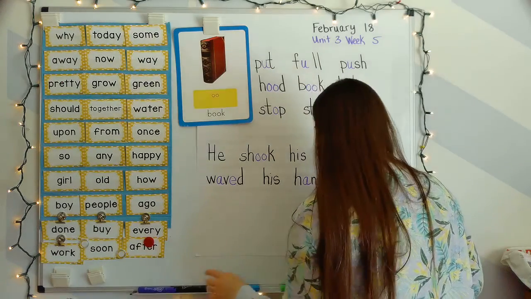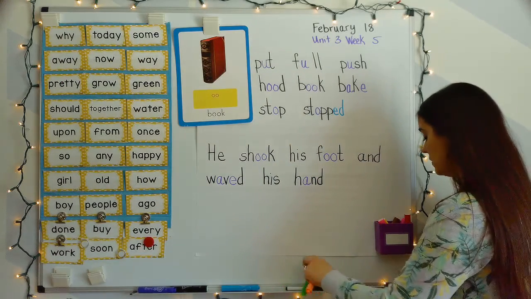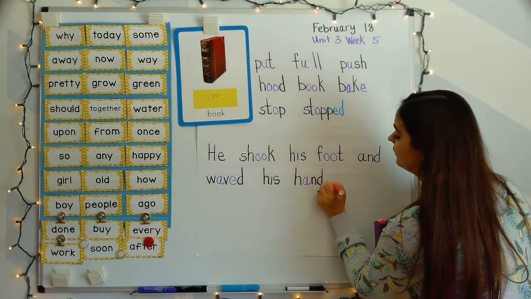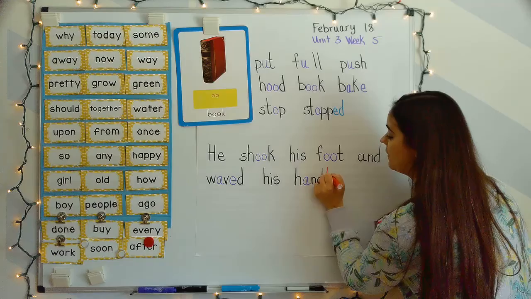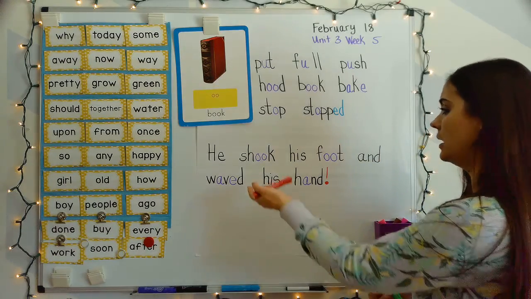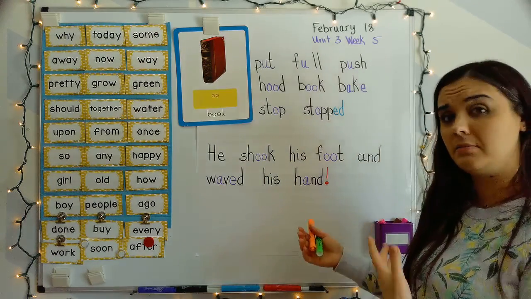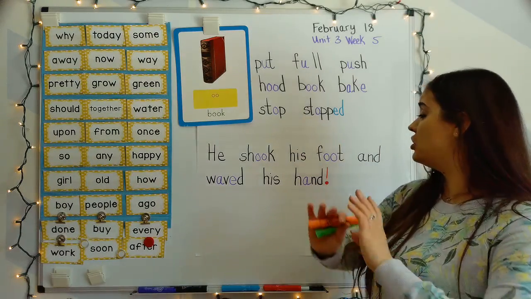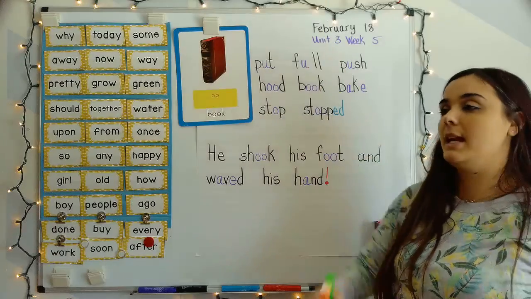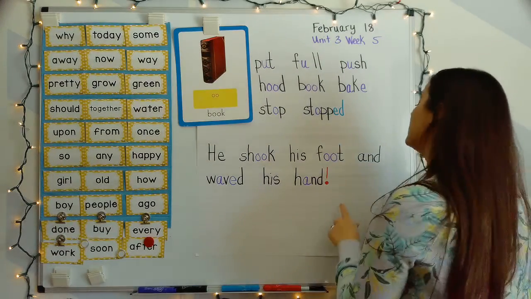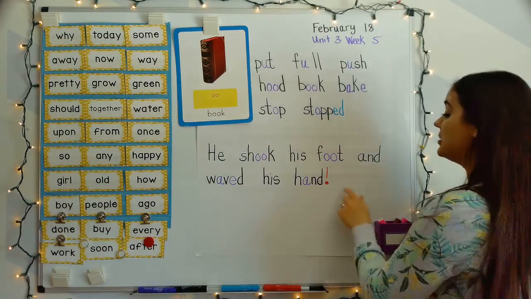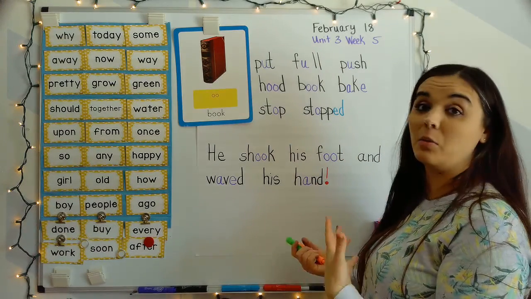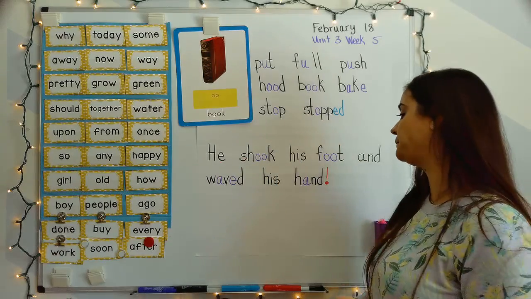Lovely. Okay, let's do our punctuation first. Again, this is another sentence that could just have a period. It could also have an exclamation point. If you're talking about, let's say this guy is dancing and you're talking about how well he's dancing. Like, oh my gosh, look at him. He's shaking his feet and he's waving his hands. He shook his foot and he waved his hand. And you're really excited about it. So you'd have an exclamation point. But it's also just a telling sentence. It's telling what happened, what he did.